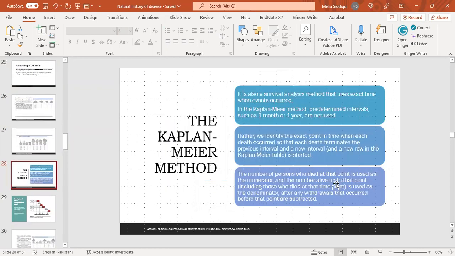Now, the second method is the Kaplan-Meier method. It is also a survival analysis method that uses exact time when events occur. In this, predetermined intervals such as 1 month or 1 year are not used. On the other hand, the predetermined intervals were used in life table. So rather, we identify the exact point in time when each death occurs, so that each death terminates the previous interval and a new interval starts. The number of persons who died at that point is used as a numerator, and the number who were alive up to that point is used as a denominator after any withdrawal that occurred before the point is subtracted.